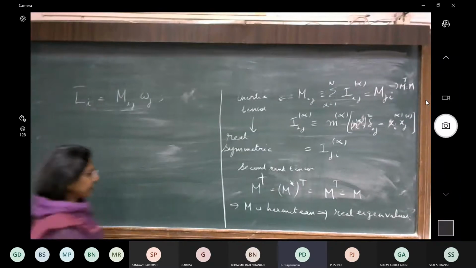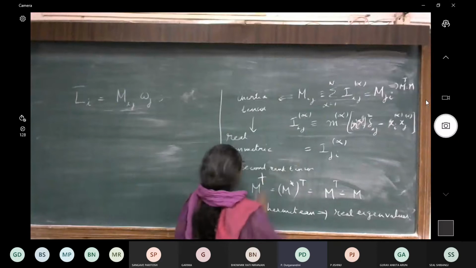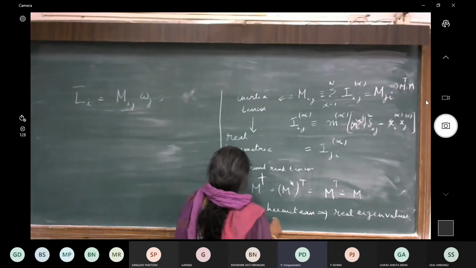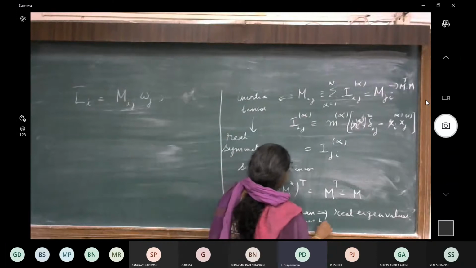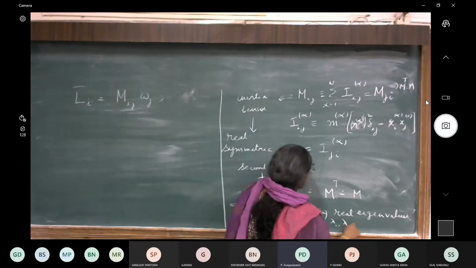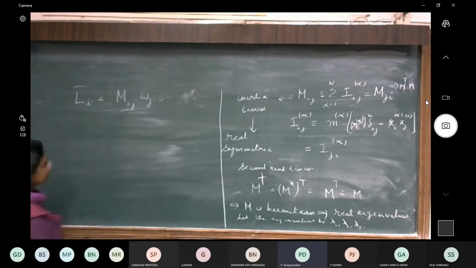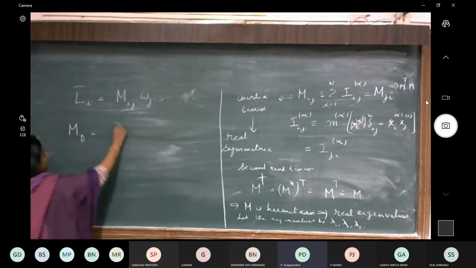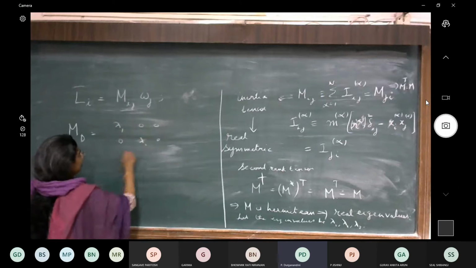Let us say that we label the eigenvalues. We will get 3, because it's a 3 by 3 tensor. So let the eigenvalues be lambda 1, lambda 2, lambda 3. Then in that case, if I diagonalize, my M diagonal will be simply lambda 1, 0, 0, 0, lambda 2, 0, and so on.